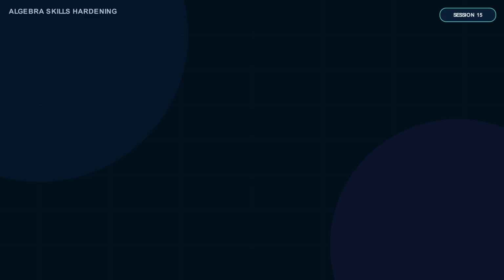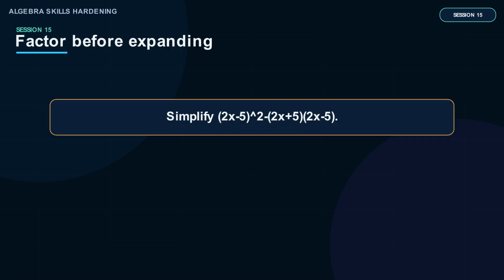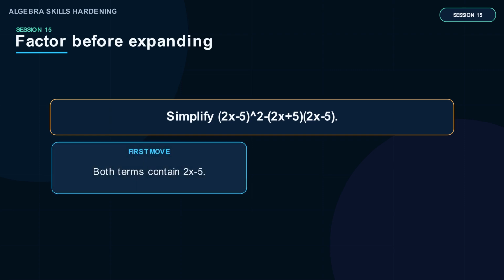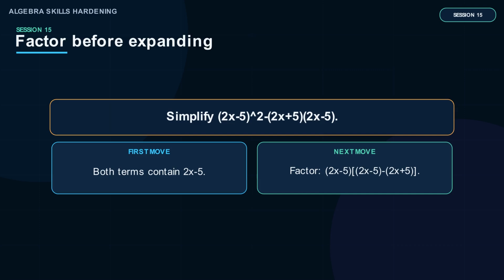Here is the challenge. Simplify (2x − 5)² − (2x + 5)(2x − 5). Restate the target and identify the most important part of the routine. The first move is, both terms contain 2x − 5. This changes the form without changing the meaning. Next, factor (2x − 5)[(2x − 5) − (2x + 5)]. Keep the relationship visible and apply the operation to every required term.